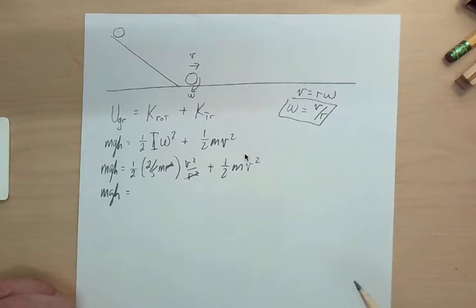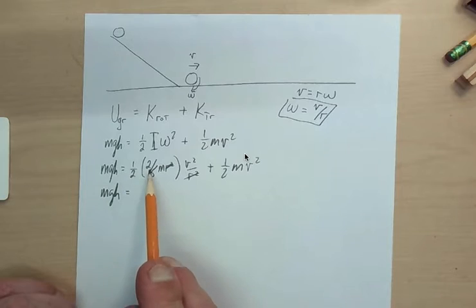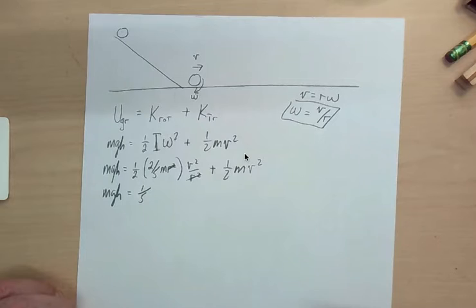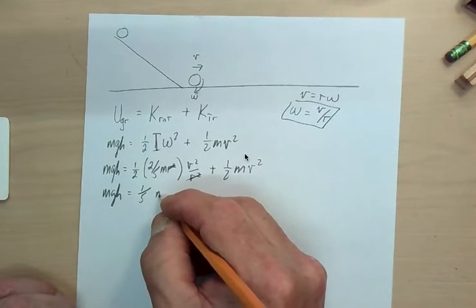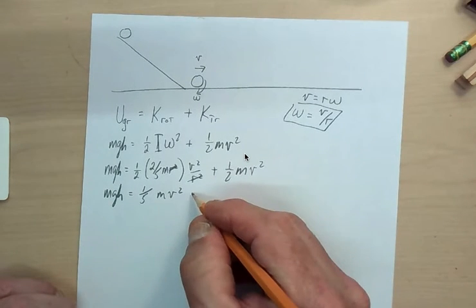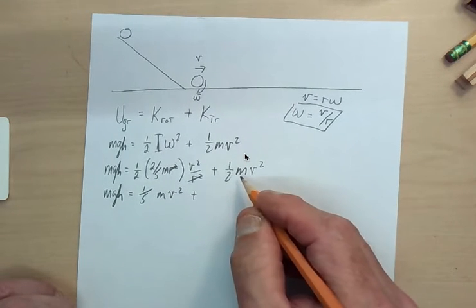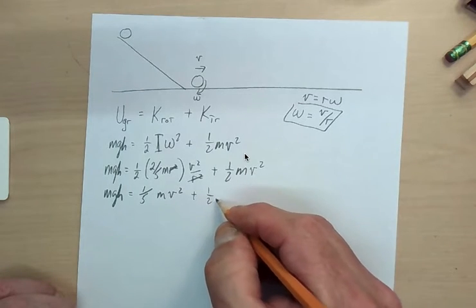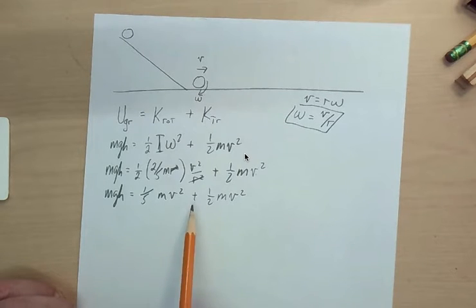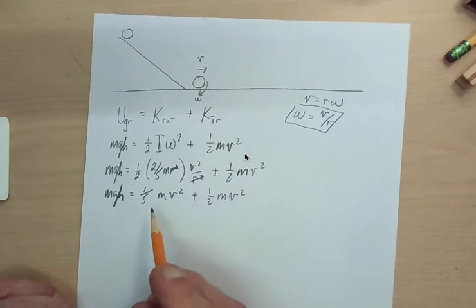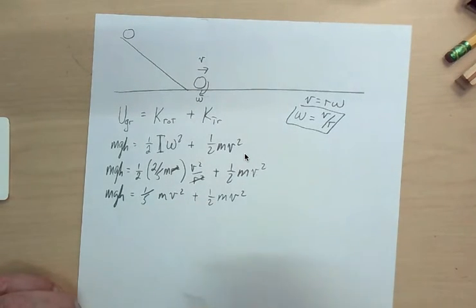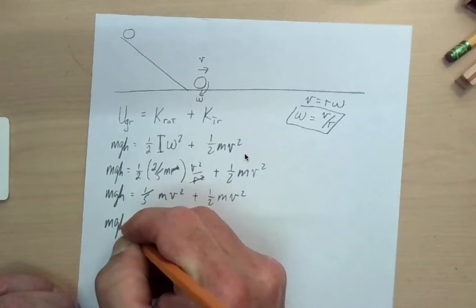equals, let's take a quick shortcut here because it's straightforward. 1 half of 2/5 is 1/5. And that's m times v squared plus 1 half of mv squared. Okay, so I have a fifth of an mv squared plus a half of an mv squared. So we just have to get those denominators to be the same lowest common multiple, and that's going to be 10. So mgh equals 1/5.